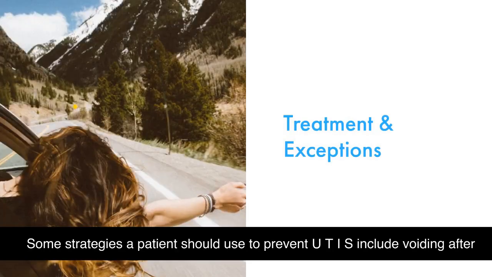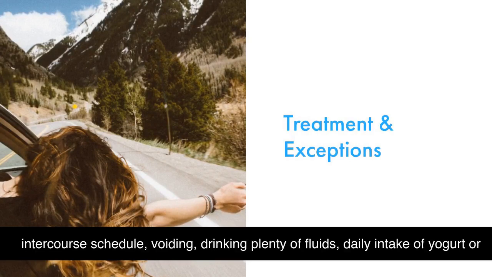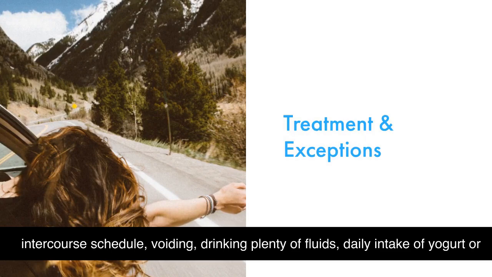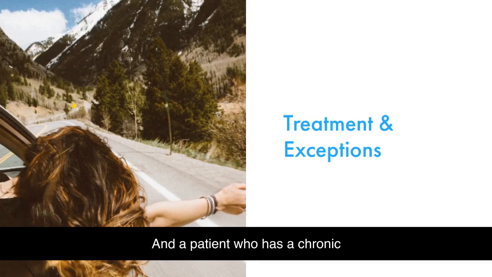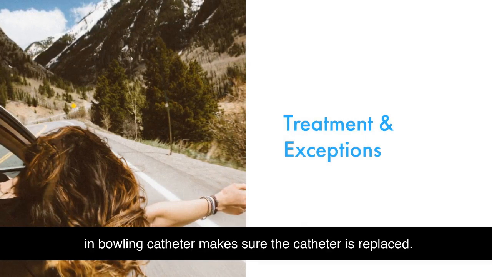Some strategies a patient should use to prevent UTIs include voiding after intercourse, scheduled voiding, drinking plenty of fluids, daily intake of yogurt, or supplementing their diet with probiotics. In a patient who has a chronic indwelling catheter, make sure the catheter is replaced.